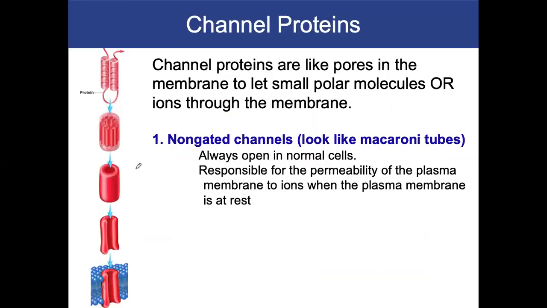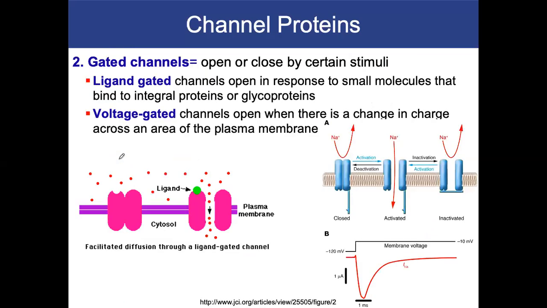Non-gated channels are always open. They look like little macaroni tubes. They're going to let ions go through the plasma membrane in any direction, but they're always going to go from highest to lowest. Gated channels, they're ligand gated channels. Look at the bottom left. This channel is closed, but once this ligand binds to the receptor on the channel, it pops the channel open and ions go rushing through, or whatever goes rushing through.